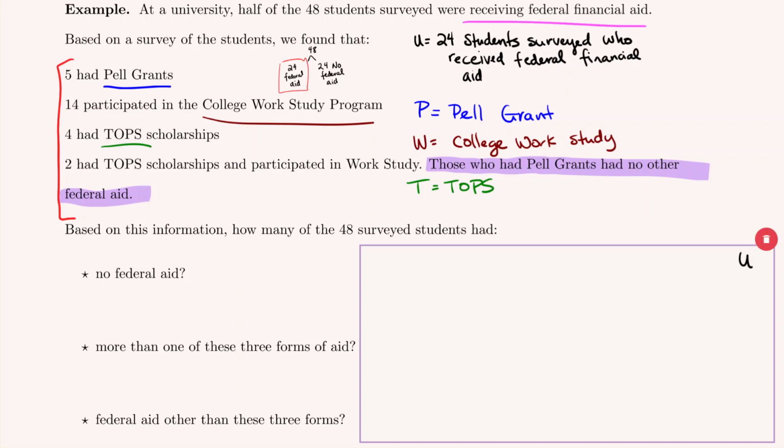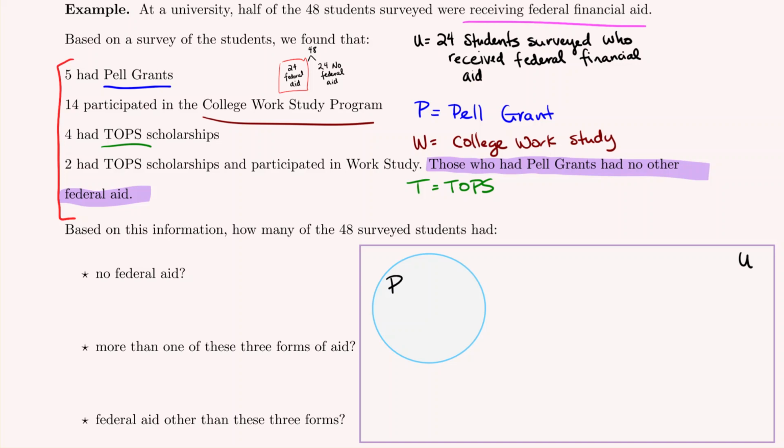Now, what does this, highlighted in purple, tell us about how we should draw the Pell Grant circle compared to the work study and TOPS circles? Since those with Pell Grants had no other federal aid, I need to make sure the circle that represents the Pell Grants is completely separate. So this is my P.